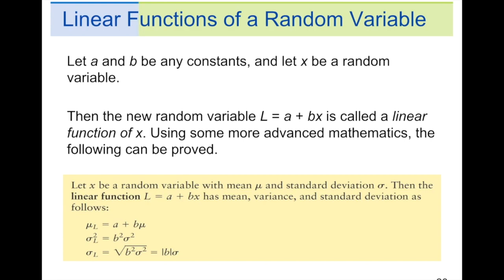Mu sub L, or the expected value of L, or the mean of L, is a plus b times mu. Sigma squared sub L, or the variance of L, is b squared times sigma squared. And sigma sub L, or the standard deviation of L, is the square root of b squared times sigma squared, which is also the absolute value of b times sigma.